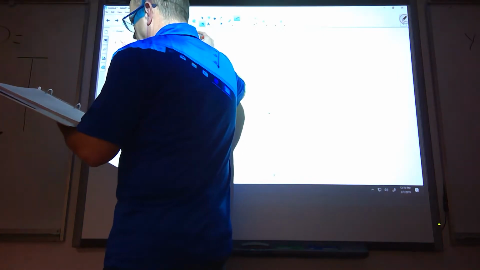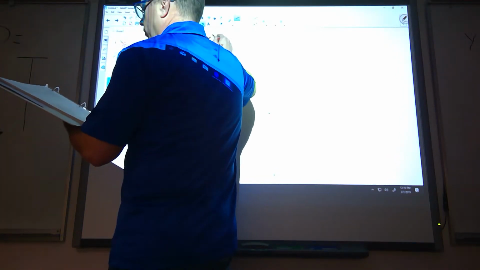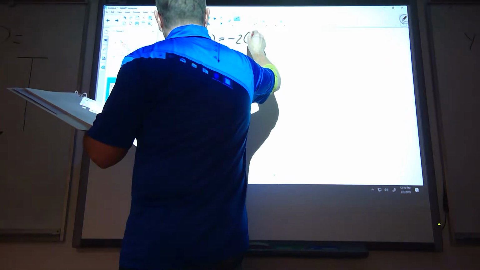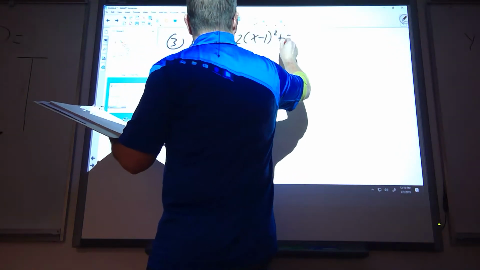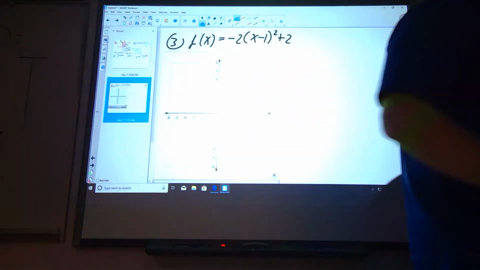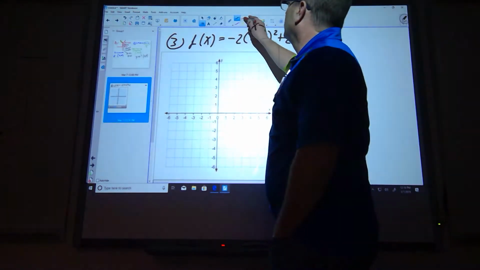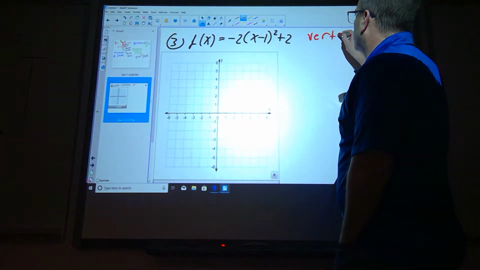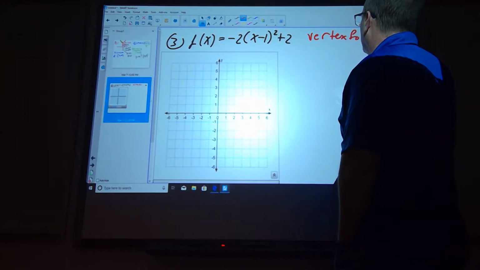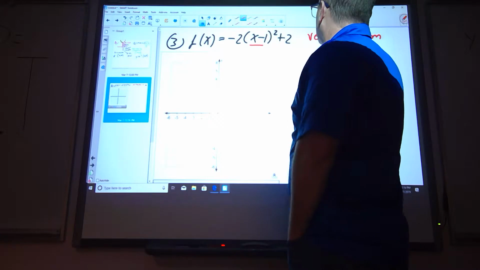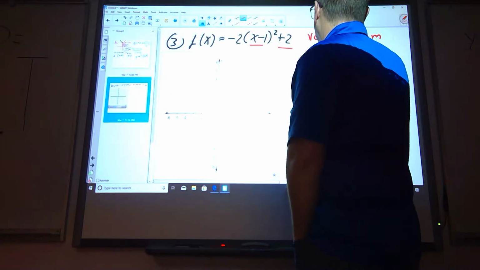So number 3, it says f of x, which is a fancy way of saying y. -2 times (x - 1) quantity squared plus 2. Okay, so what form is this in? Is it in standard form, ax squared plus bx plus c? Is it in factored form where I have a and then x a quantity and x a quantity? Or is it in vertex form? Second one. This is in vertex form. So if it's in vertex form, it's going to be opposite that, same that. Is that okay so far?